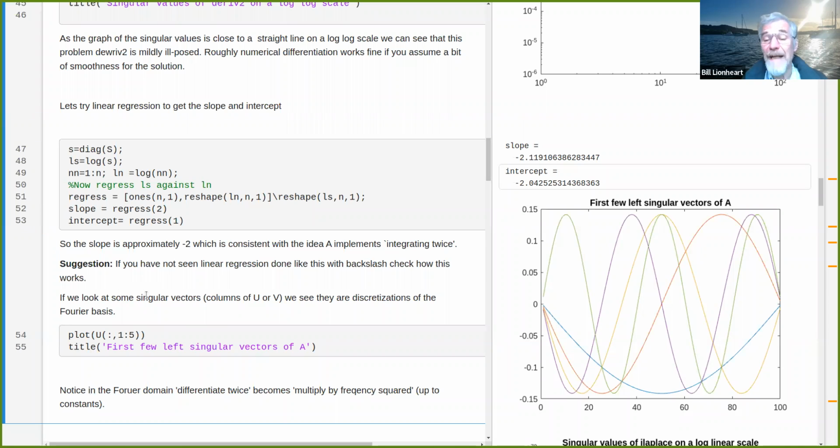Let's look at the singular vectors. We haven't seen those yet. So U is the left singular vectors. Just remember, forget which is U and V. It's AV equals US is the decomposition. But actually the left and right singular vectors are pretty much the same. And if we plot them, I've plotted the first 5 here, the whole columns number 1 to 5.